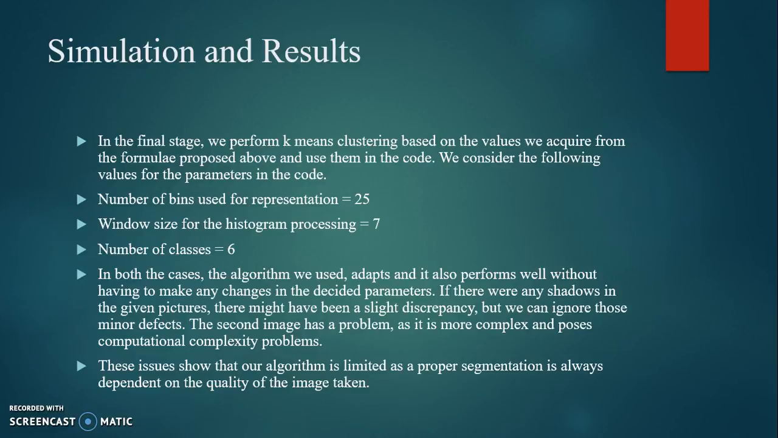We consider the following values for the parameters in the code. The number of bins we use for representation is 25, the window size is 7, and the number of classes is 6. In both the cases, the algorithm we used adapts and it also performs well without having to make any changes in the decided parameters. If there were any shadows in the given pictures, there might have been a slight discrepancy, but we can ignore those minor defects. The second image has a problem as it is more complex and poses computational complexity problems.